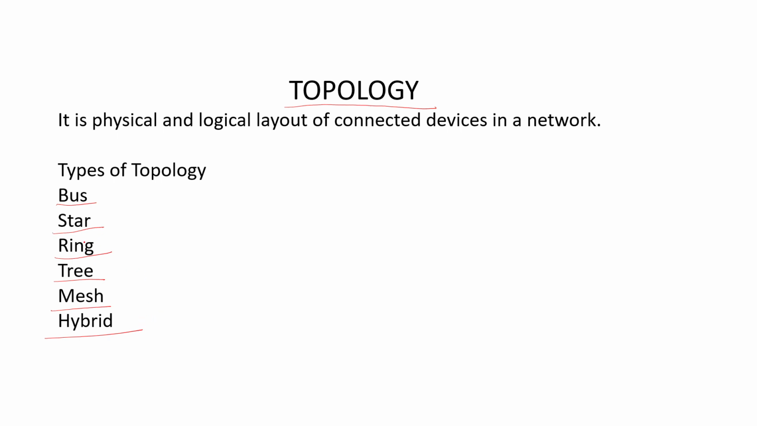Among these topologies we use only three: star, tree, mesh. Star and tree are used on the LAN side, and mesh topology is used on the WAN side. So let us move to the next slide. We discuss bus topology there.